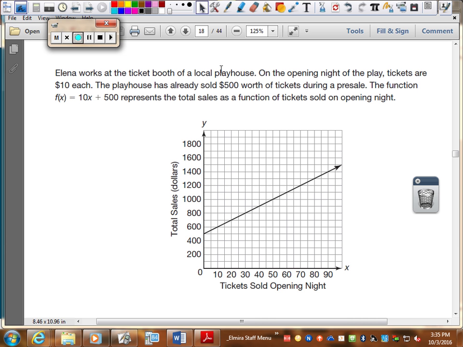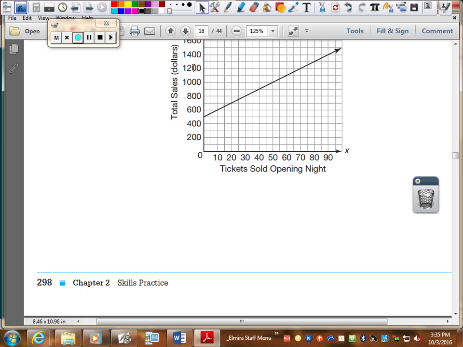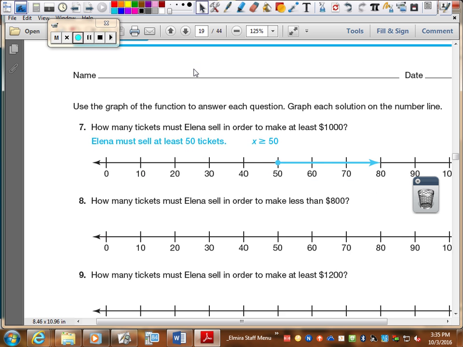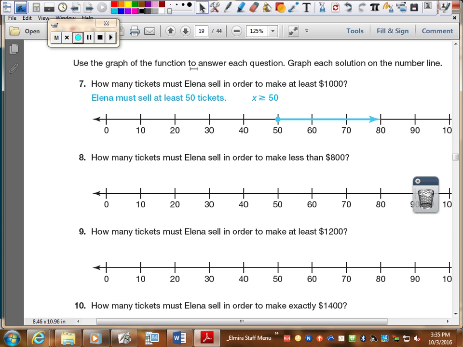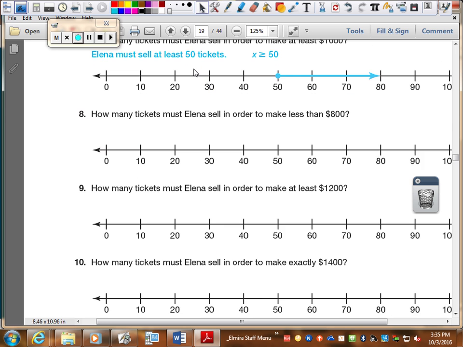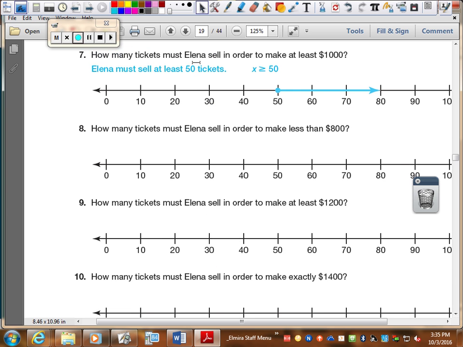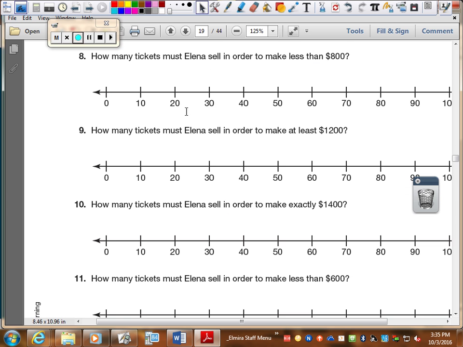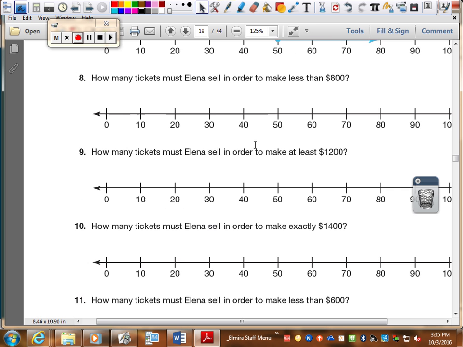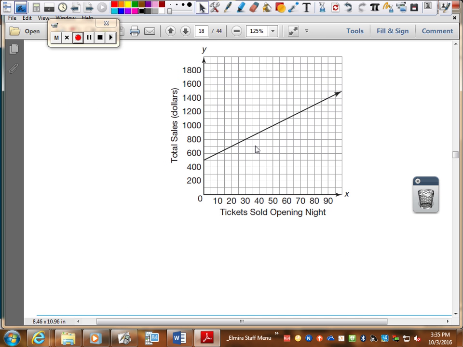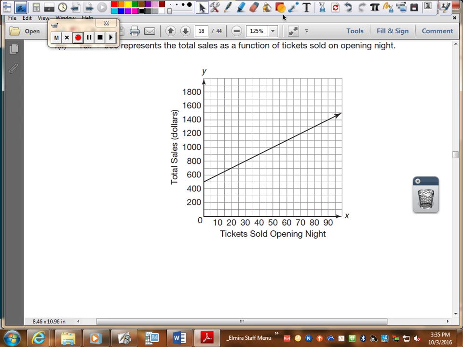So we've got this graph. That's all fine and good, except that the questions for it are on the next page. So it's kind of awkwardly laid out. Okay, so you have example problem 7 to work from, so let's look at example problem 8. How many tickets must Elena sell in order to make less than $800? So we have to go back to that graph, flip the page, $800.